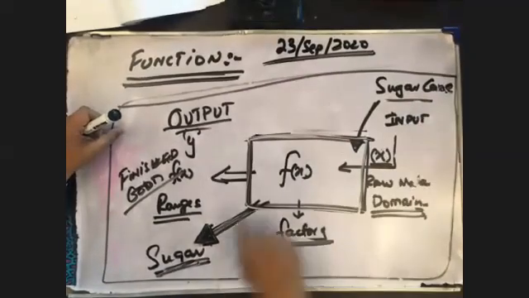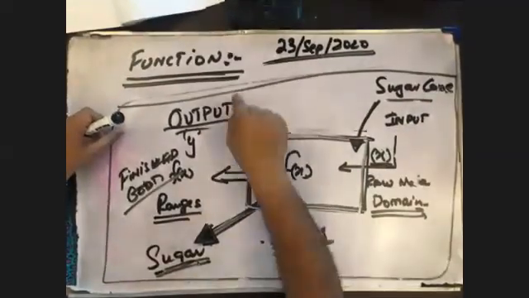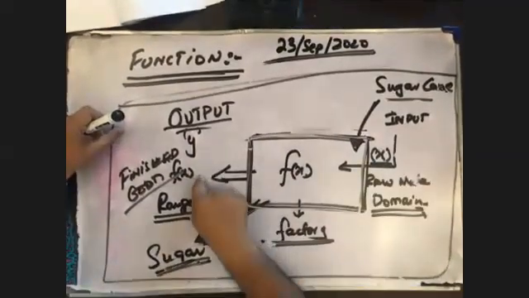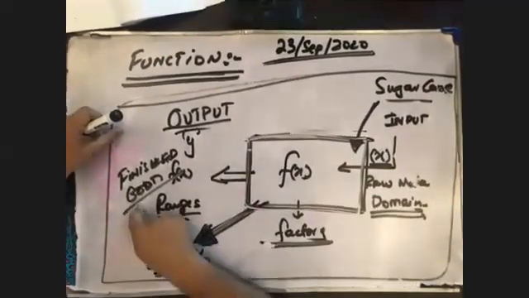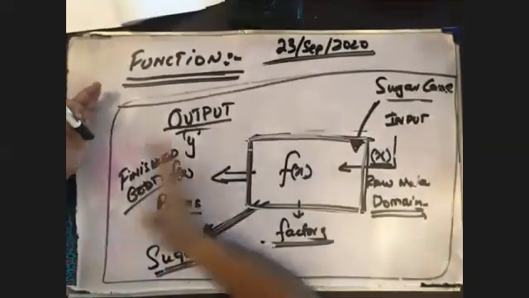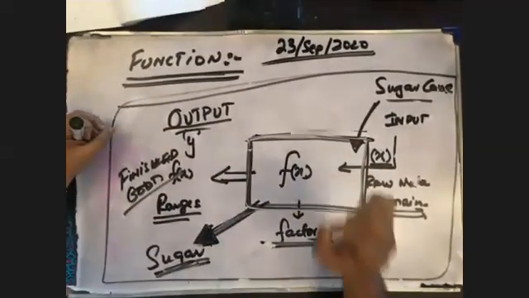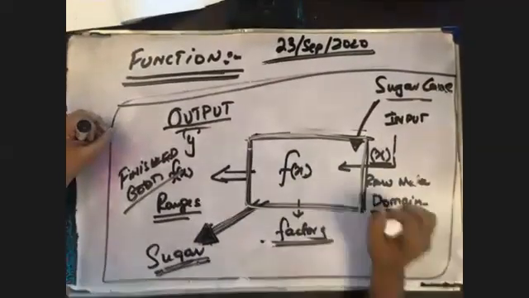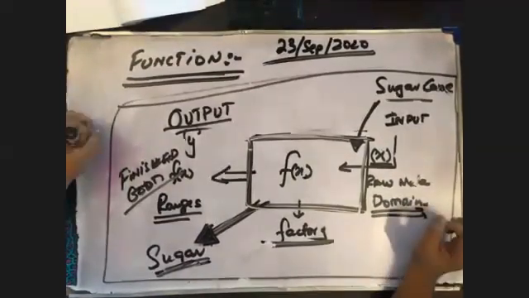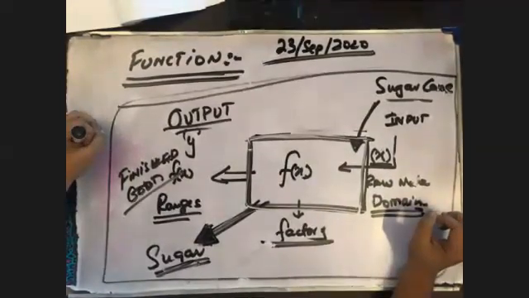Sugarcane, sugar. Input, output. X, Y, X, Fx. Raw material, finished good. Domain, range. What does the factory do? It gives you an output. This output can easily be understood in simple words as a function. It performs a function.